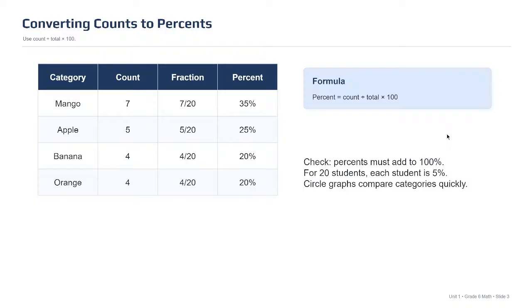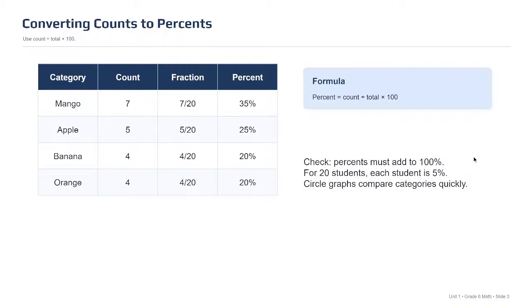So, converting counts to percents: use the count divided by total times 100. The formula is percent equals count divided by total times 100. You divide by the total and then multiply by 100, which will give you the percent. Check that percents add to 100%. For 20 students, each student is 5%.